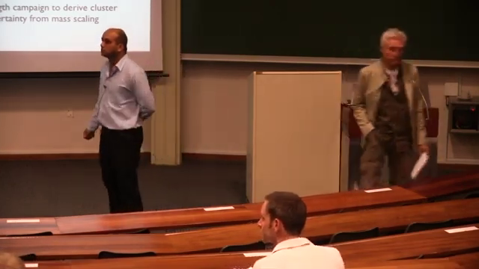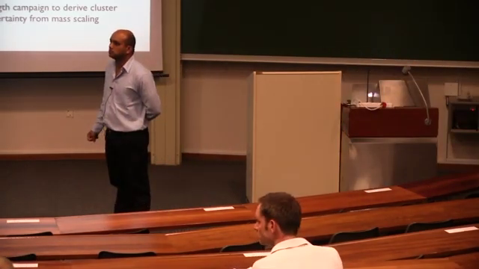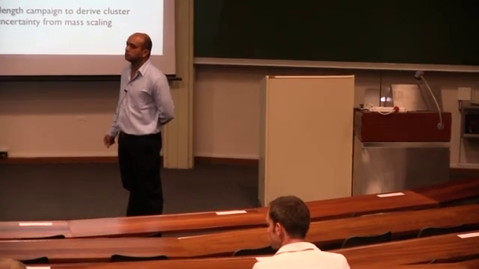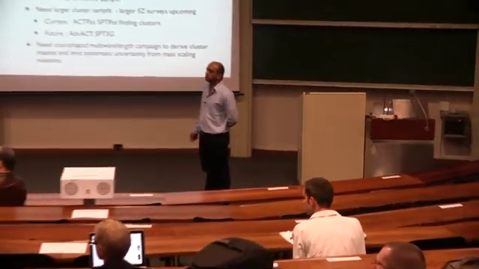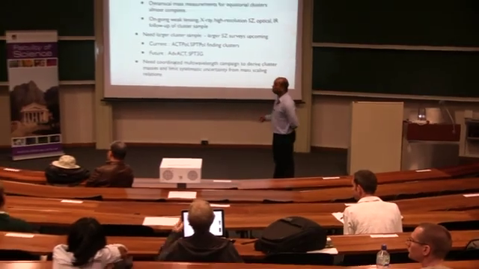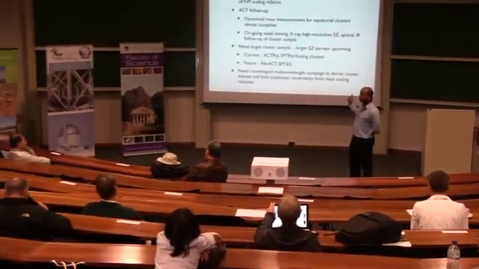I wanted to know, is there any instrumental limitation why there are no higher redshift clusters? Why is the survey cut off at 1?